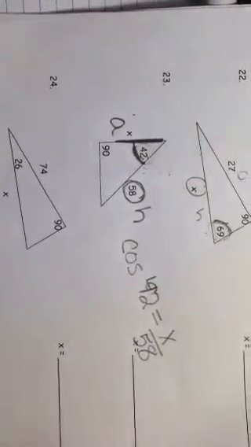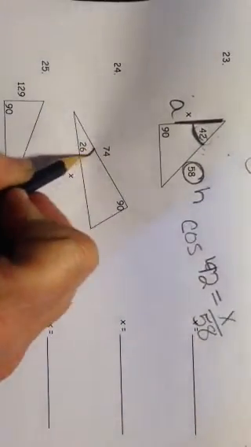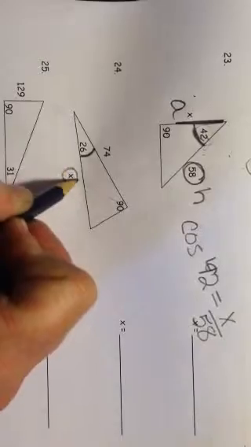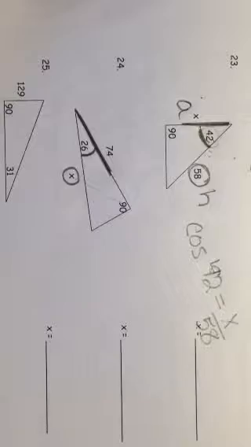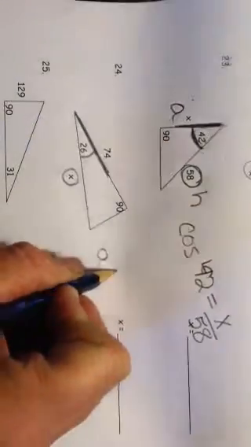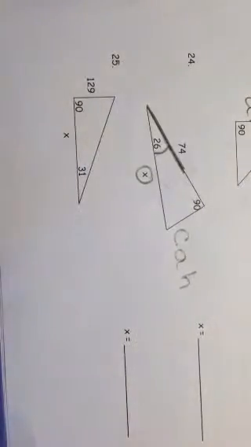24. Here's my angle. Here's my hypotenuse. And I know the side adjacent. So I know adjacent, hypotenuse, that's cosine. So cosine of my angle, which is 26, equals adjacent, which is 74 over hypotenuse.